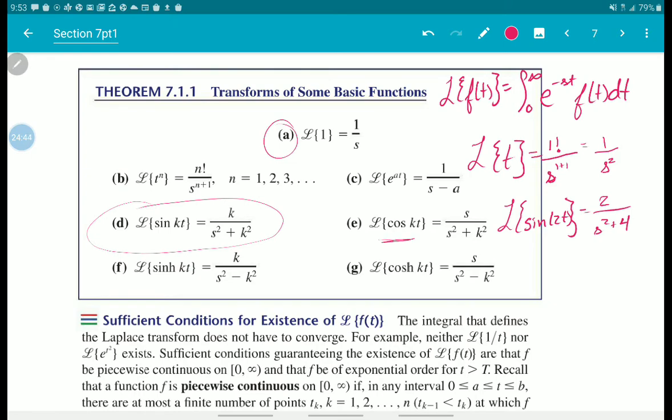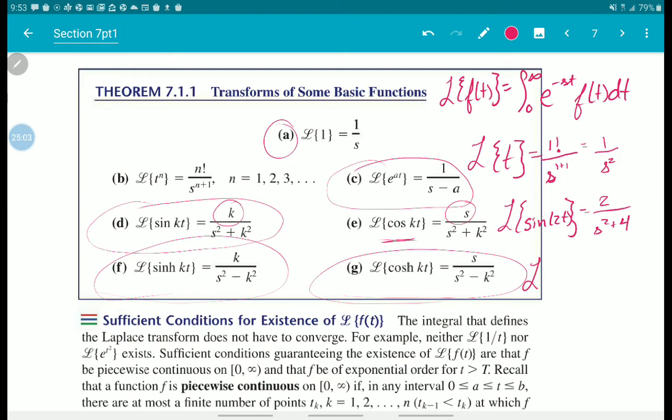There's one for cosine. The difference between sine and cosine is what's going on in that numerator. And then we've got one for sinh and cosh, which is the hyperbolic sine and cosine. And we even did a few of these.